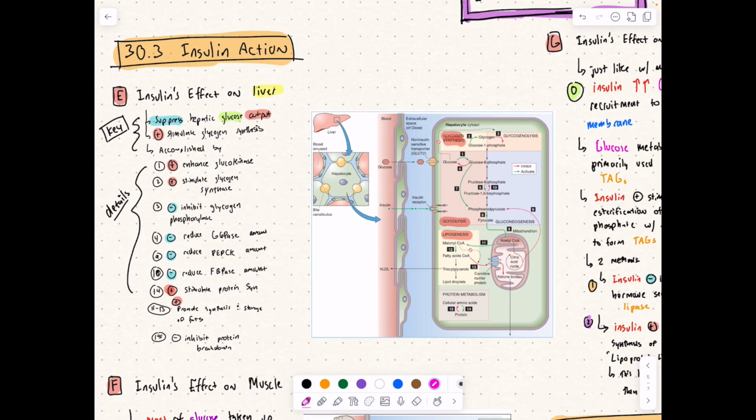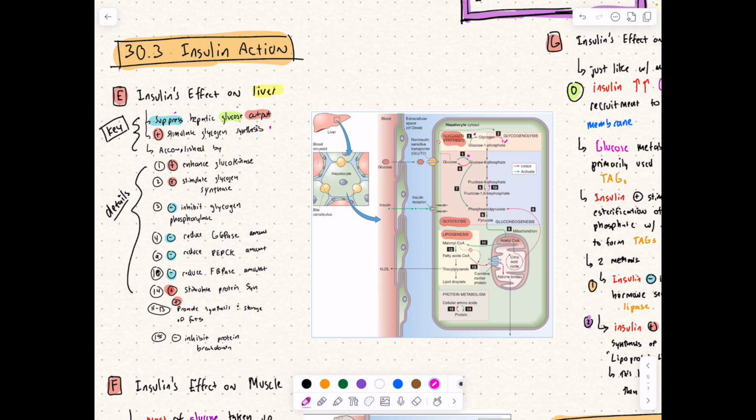More specifically on the liver, these charts are a little bit annoying. I feel like this is a little bit redundant, but we're doing our best. So basically the idea is you want to suppress glucose output from the liver by stimulating glycogen synthesis. And how do we go about doing that? Well, we have a whole bunch of different enzymes along the pathway to glycogen synthesis. But the first one is capturing our glucose, so we have glucokinase that we're going to stimulate.